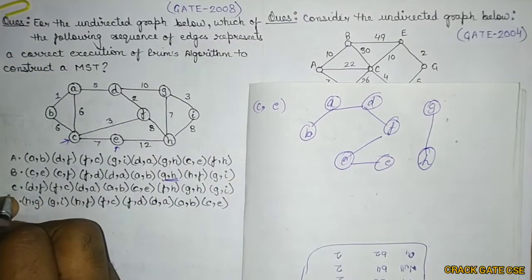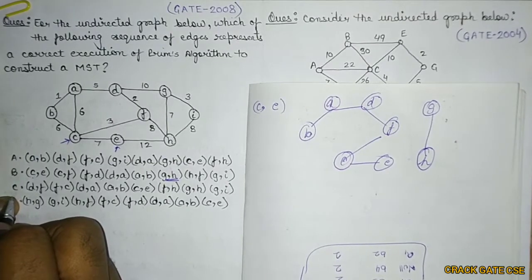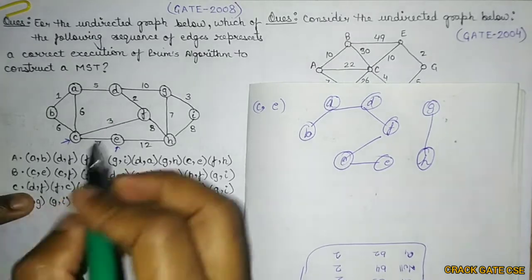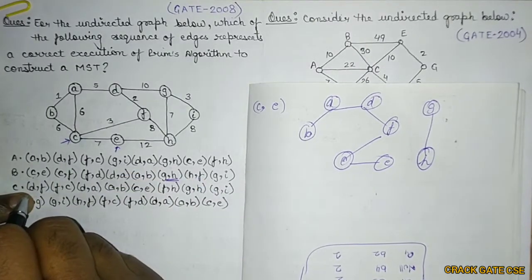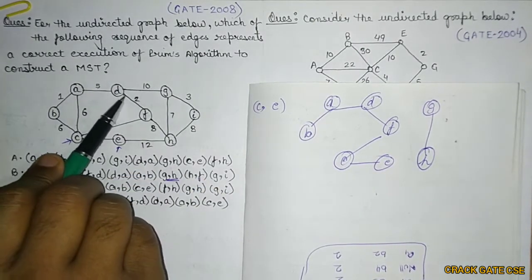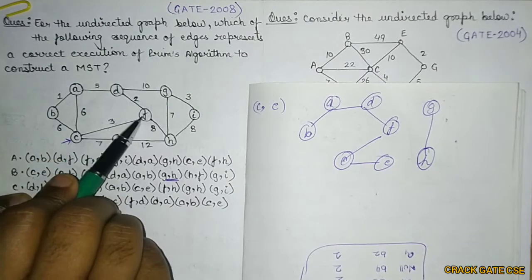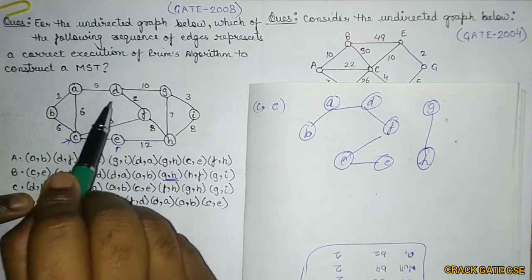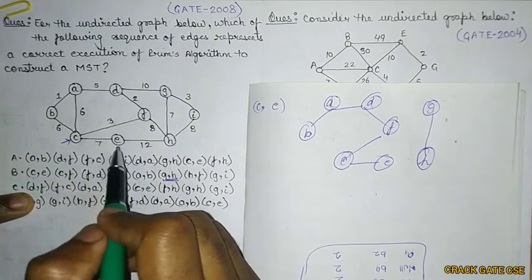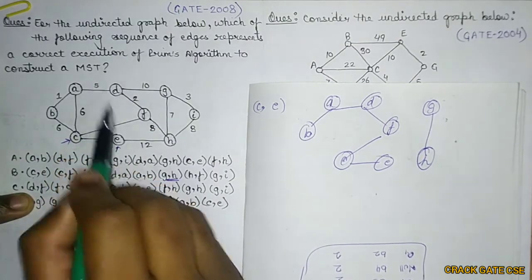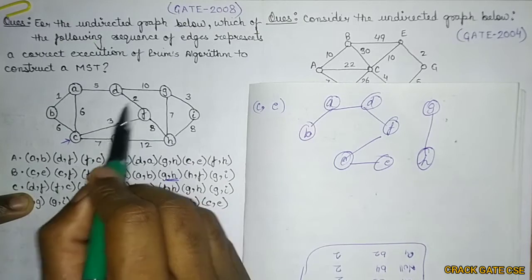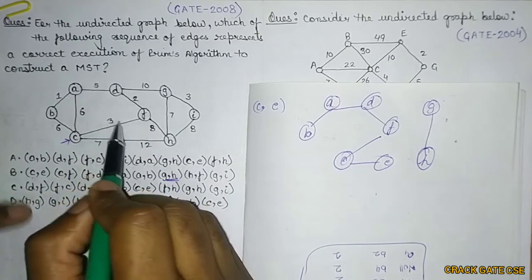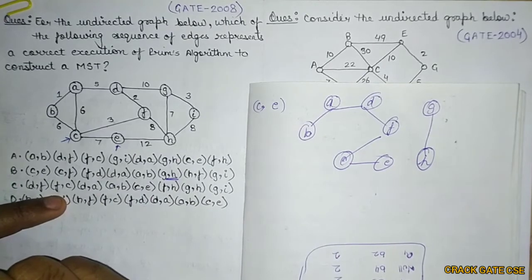Now let's check whether option C is correct or not. For DF, they started from either D or F and selected the minimum, because for D and F the minimum is 2 only. So they selected 2. Now they have to select the next minimum edge among D's adjacent and F's adjacent edges. What is the next minimum? Obviously among these 3 and these 2, 3 is the minimum. So they have selected FC.